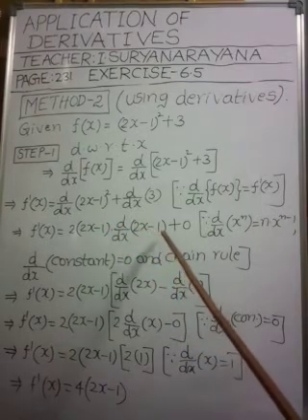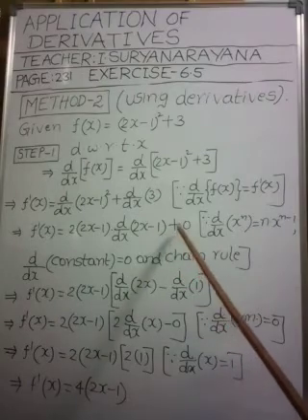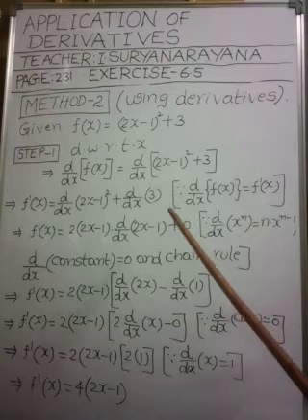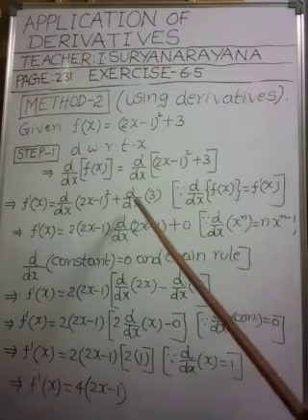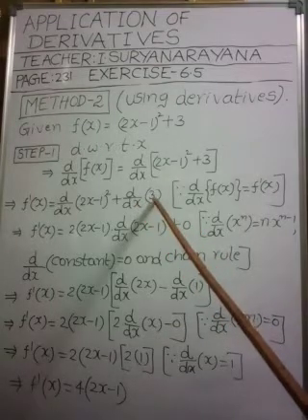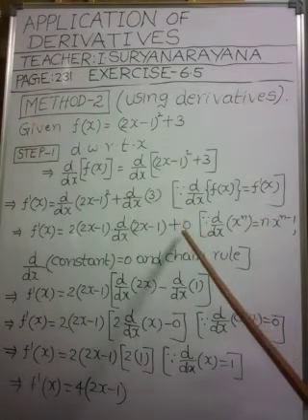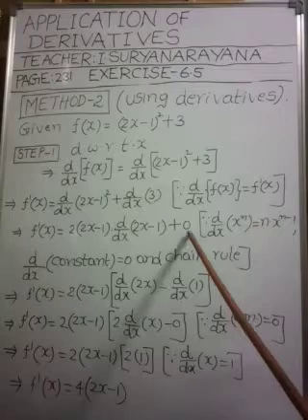Understood this part, my children? Right, plus come to the second term, d by dx of 3. What is the value of d by dx of 3? 0, because there is no variable, only constant. So d by dx of any constant is 0. Understood this term, second term, my children?